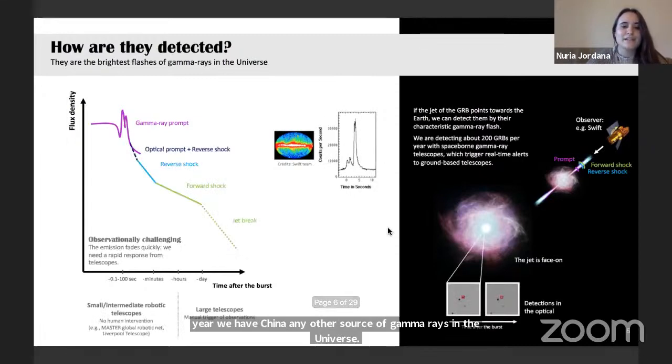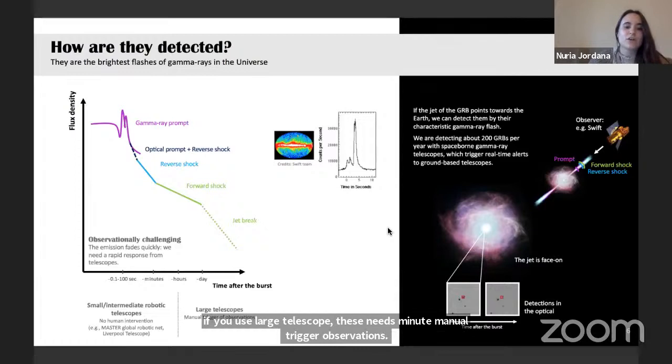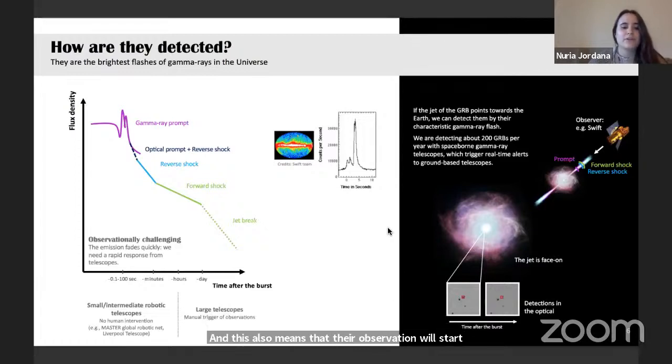When there are these real-time alerts, this triggers a follow-up campaign with ground-based telescopes. Depending on which telescope you use, large telescopes need a manual trigger of observations, which also means their observation will start hours to days after the burst. However, with robotic telescopes, they do not need human intervention, and we can start the follow-up immediately. So we can get the emission from the reverse shock optical flash too.